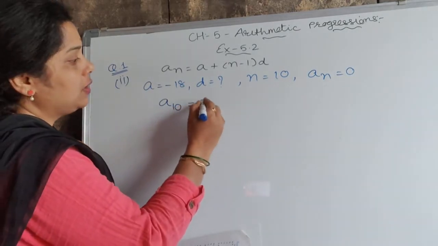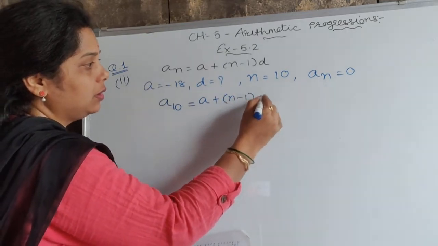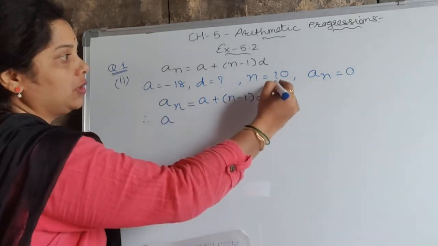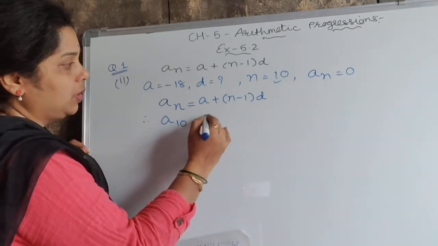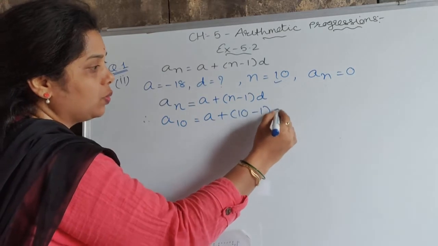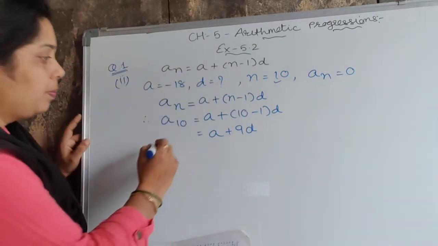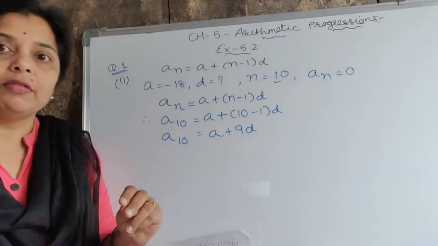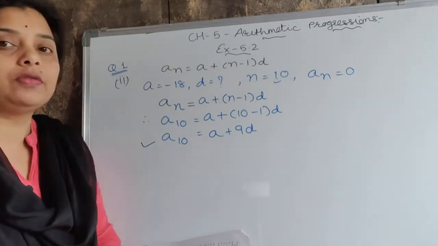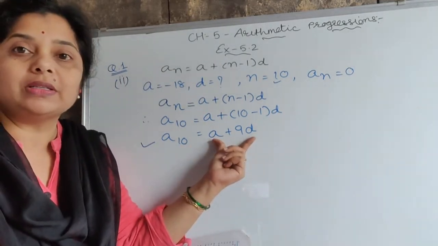A10 is equal to a plus n minus 1 d. This is the formula. So first we write down the formula every time, and then we can show here our term is 10. So A10 is equal to a plus 10 minus 1 d. Here I want to show you the main thing: every time you put the value of n, this is the formula you get. Here it is A10, so the main formula is a plus 9d.